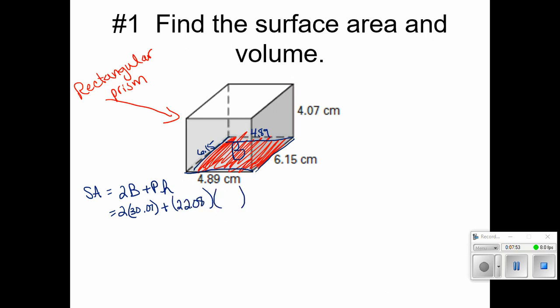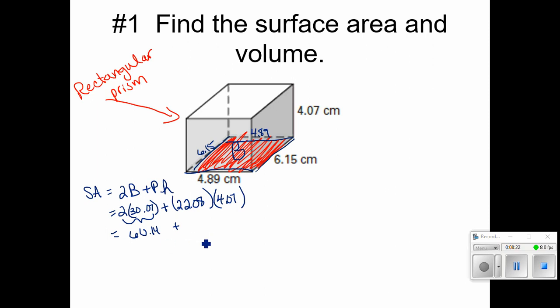And then H stands for the height of the box when it's sitting on its base, and it is. So 4.07 for the height. Okay, so now I go to my calculator, and if you want, you can type this in all at once if you have parentheses on your calculator buttons, okay? But if you don't, we just take 2 times 30.07, which is 60.14, plus, and then we'll take 22.08 times 4.07.